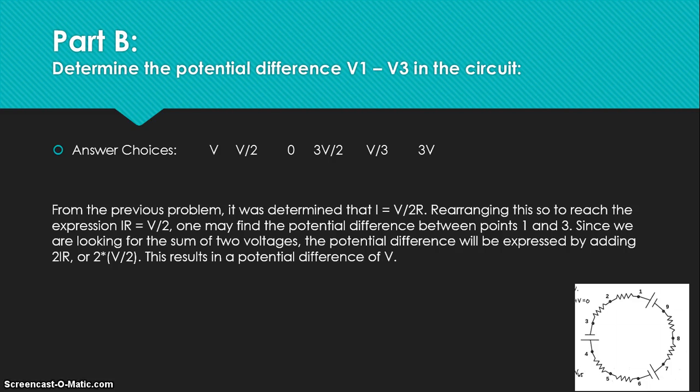Since we're looking for the sum of the 2 voltages, the potential difference will be expressed by adding 2IR, or V over 2 plus V over 2, which yields a potential difference of V, which gives us answer choice A.